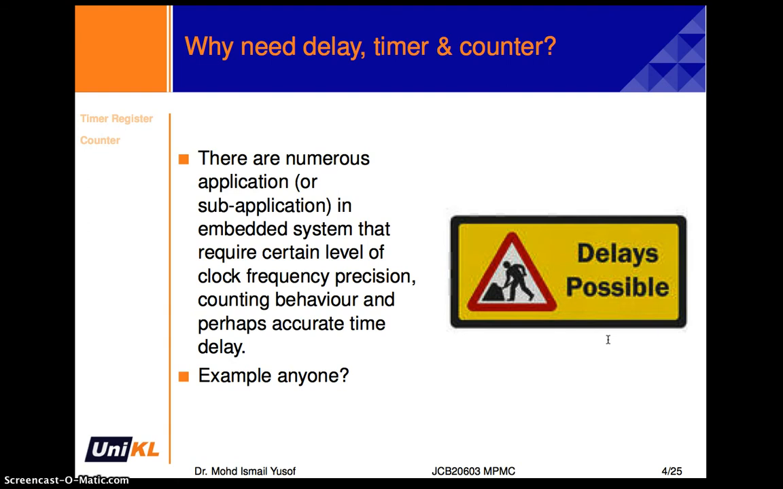If the person is walking fast enough to cross the road, it might take a shorter time delay. If the person is crossing very slowly, it might require a longer time delay. So let's say the green light will hold about 5 to 10 minutes to allow various types of walking patterns to cross the road. That is one example.